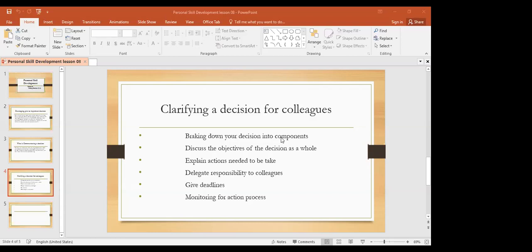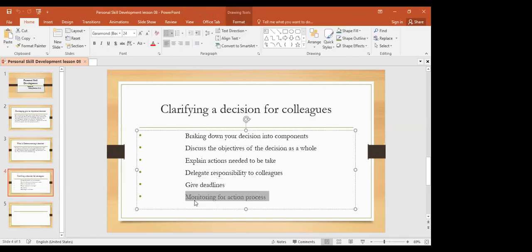Then, monitoring the action process. What is monitoring the action process? You keep monitoring whether they are doing the work you gave them or not, right? So that is called monitoring the action process. Observing the progress. Oh, observing, yes, right. So like that only you have to do decision making. So in monitoring the action process, who will be seeing?